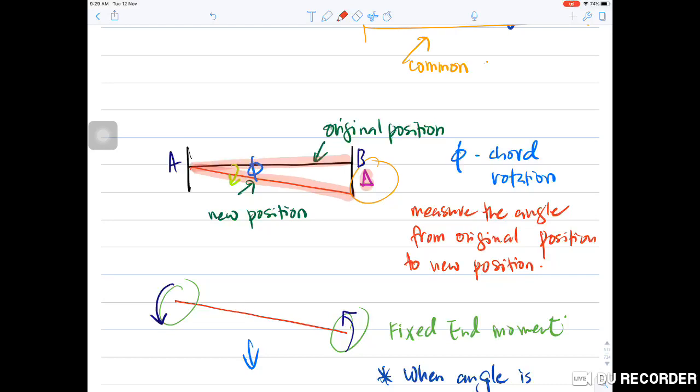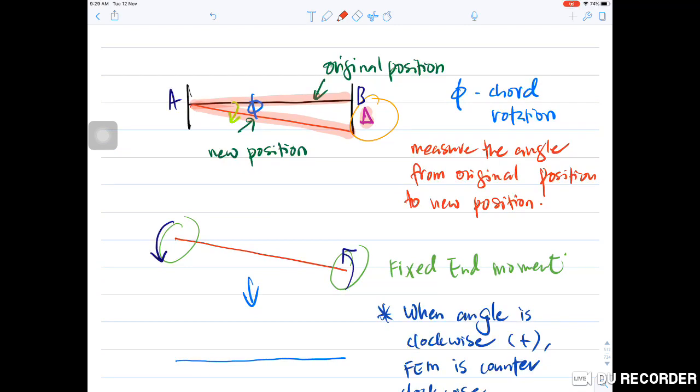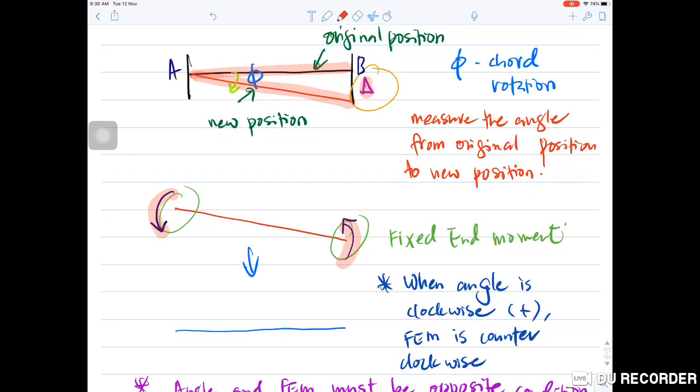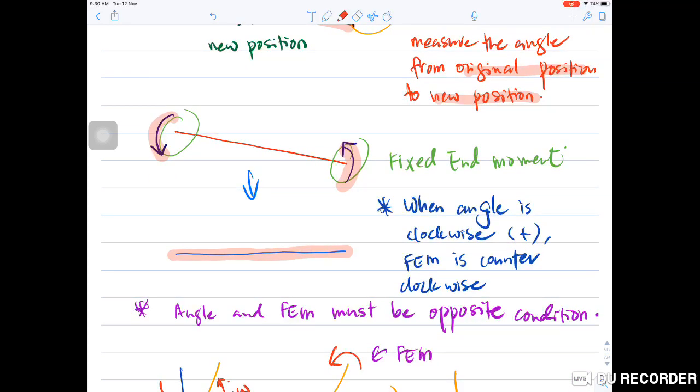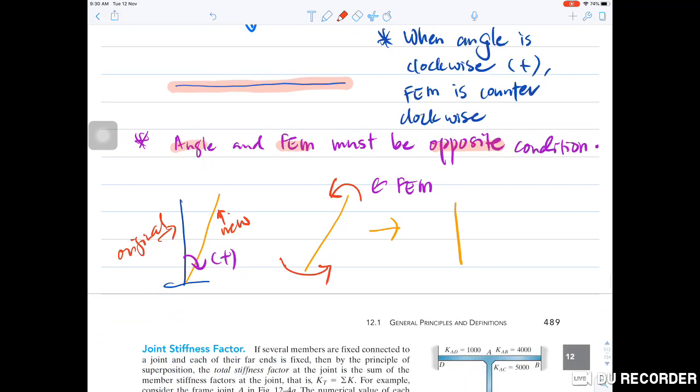Okay, what is the meaning of fixed end moment? Fixed end moment, the moment will push both ends, A and B, push this and push this, so that the inclined member will move to straight position again. Okay, we can measure the angle. The angle is called as chord rotation, and we measure the angle from original position to new position. What does it mean? For fixed end moment, angle and FEM must be opposite.